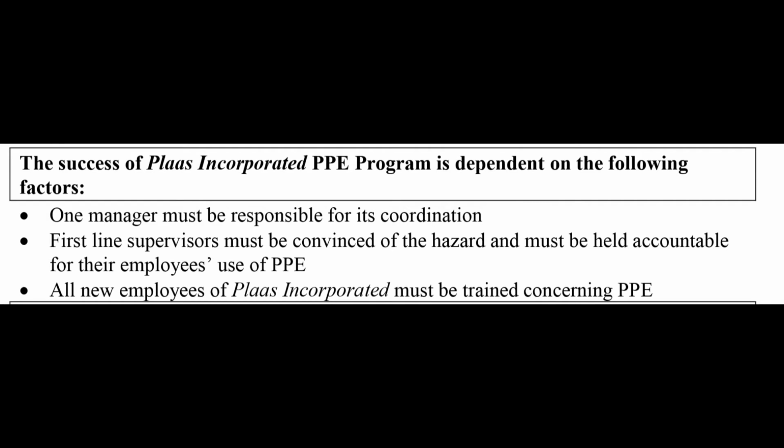Conclusion: the success of Plaas Incorporated PPE program is dependent on the following factors. 1. Managers must be responsible for its coordination. 2. First-line supervisors must be convinced of the hazard and must be held accountable for their employees' use of PPE. 3. All new employees of Plaas Incorporated must be trained concerning PPE.